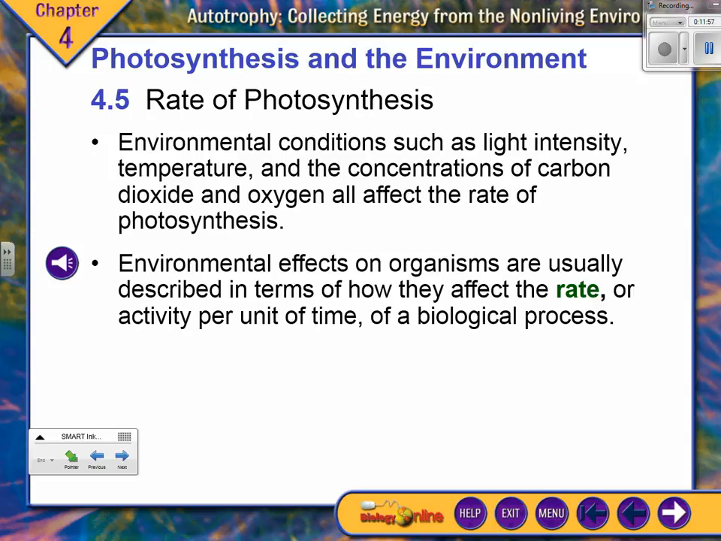More details. What about the energy? Light. Okay, the amount of light. Yes. If there's more light or if there's less light. What else can influence how fast photosynthesis happens?